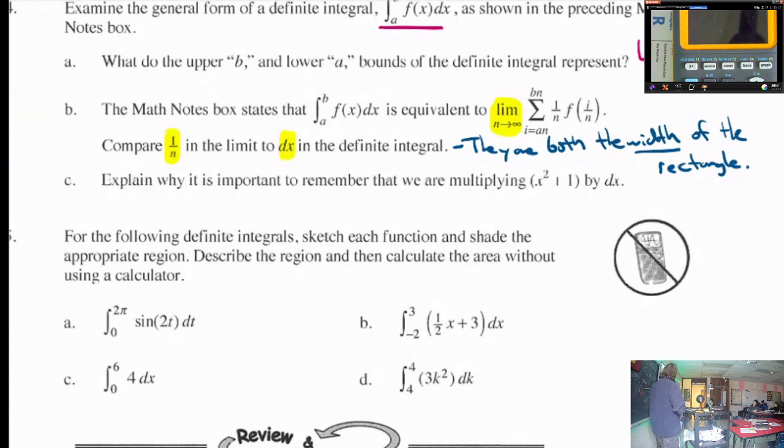Whenever you see dx, that just means a tiny bit of x. That's why derivatives are often written as dy over dx. That's a ratio of a little change in y to a little change in x. That's what slope is. Slope is y over x. Same thing.